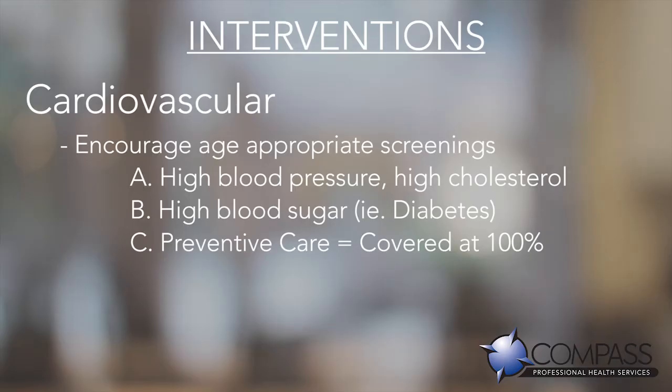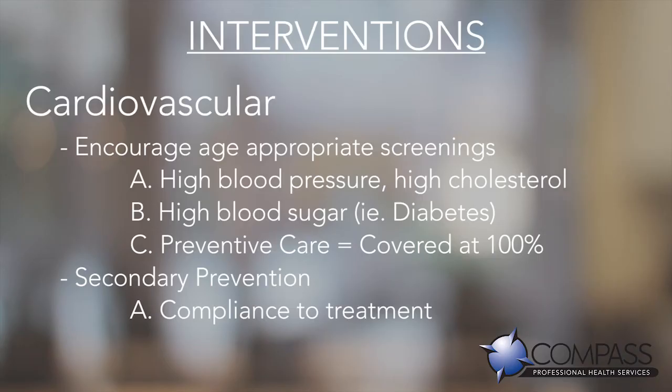There, it's not only age-appropriate screening. For cardiovascular issues, that involves screening for high blood pressure, high cholesterol, and also high blood sugar, as diabetes is oftentimes related to cardiovascular complications. You want to do those screenings, but you also want to do what's called secondary prevention, which is for people that already have a cardiovascular diagnosis, i.e. they've had a heart attack or they have diabetes.